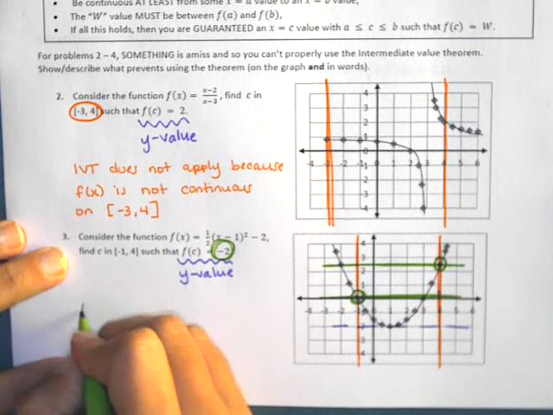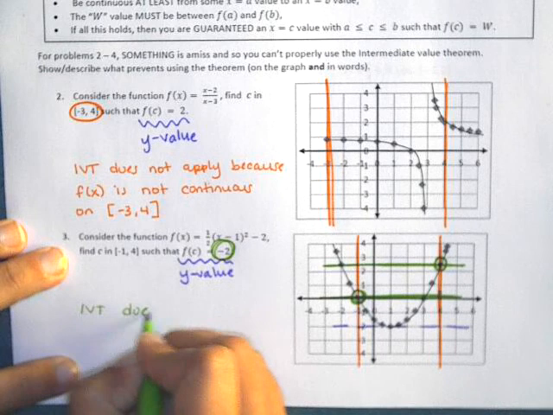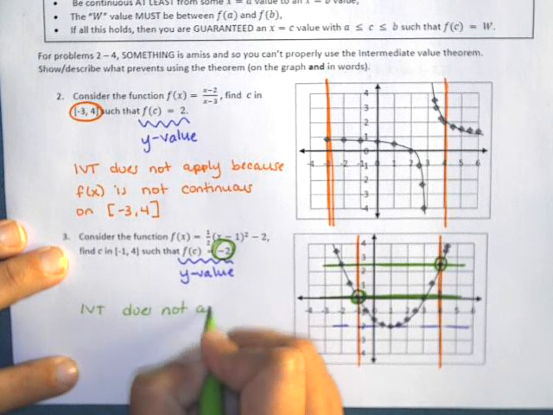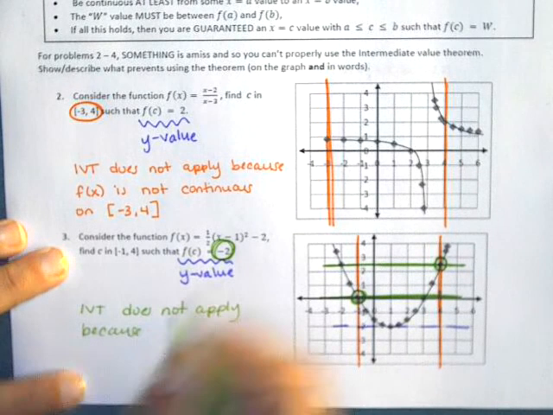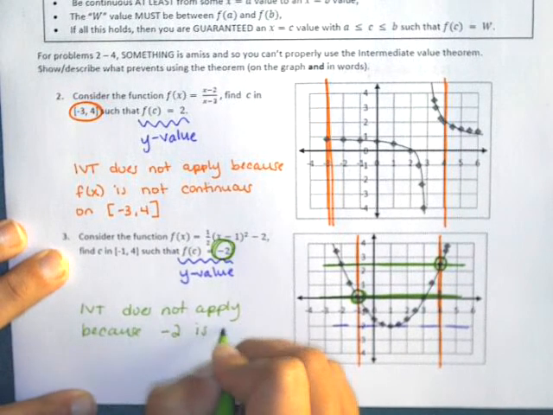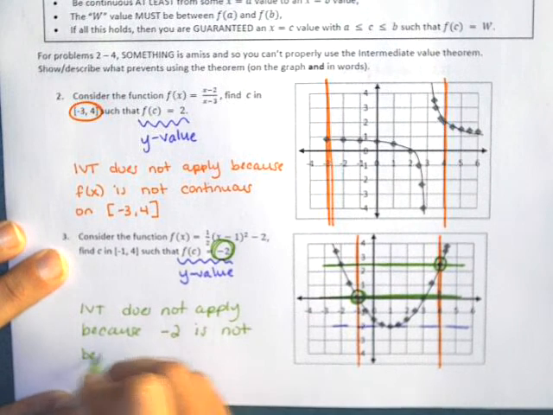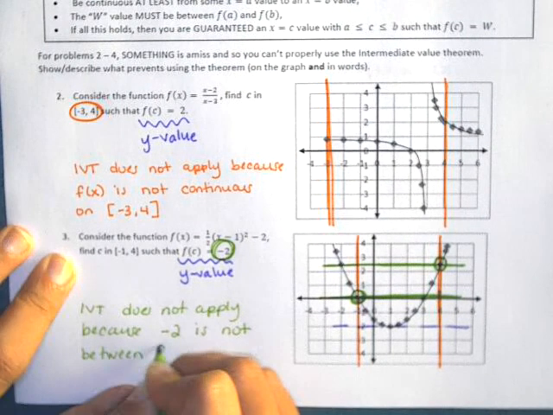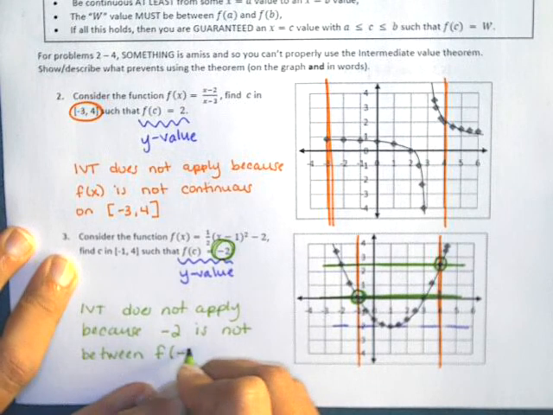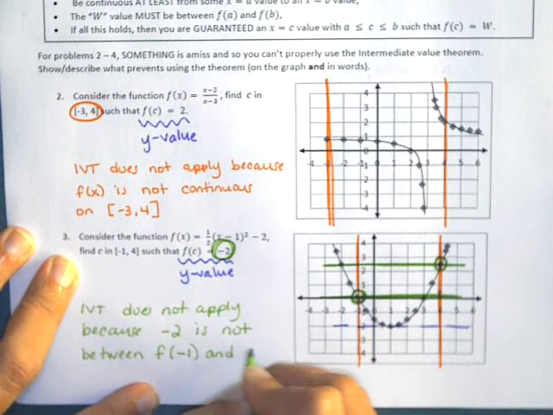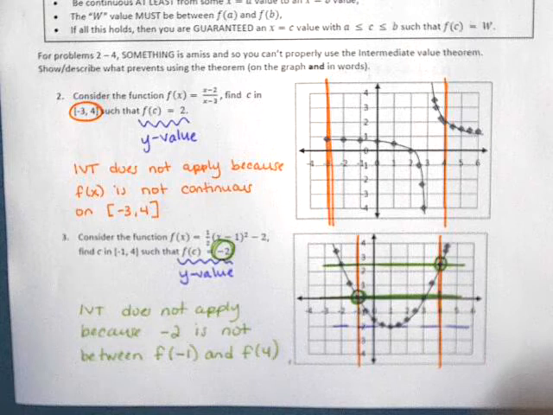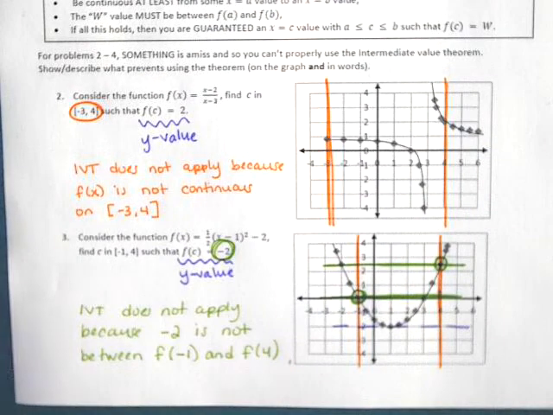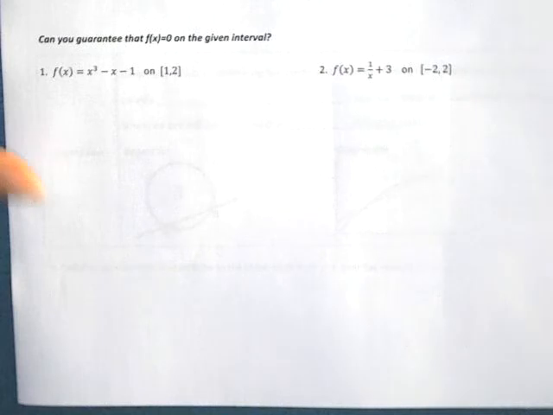So I would say that the IVT does not apply because -2 is not between f of -1 and f of 4. So now that we kind of know when this theorem doesn't apply, we're going to look at when it does apply. So let's look at the next page.